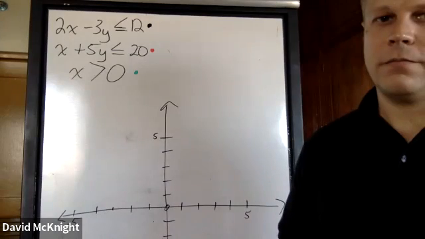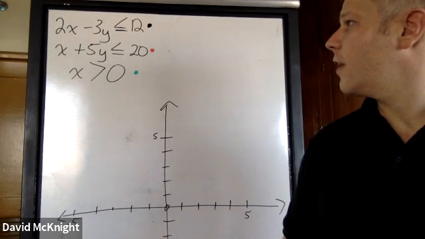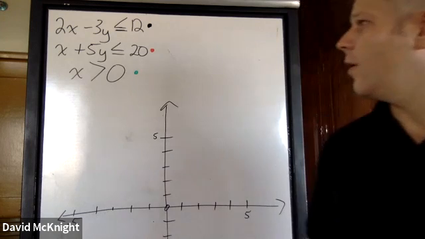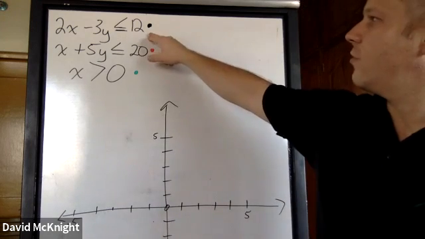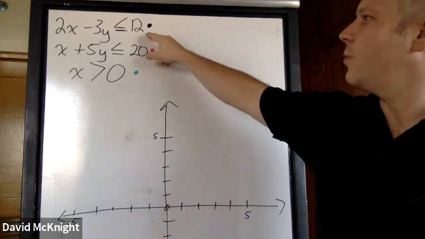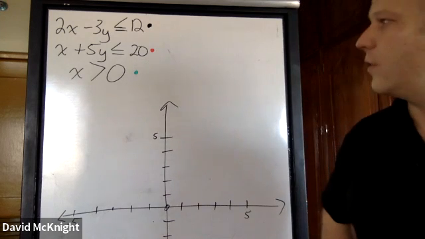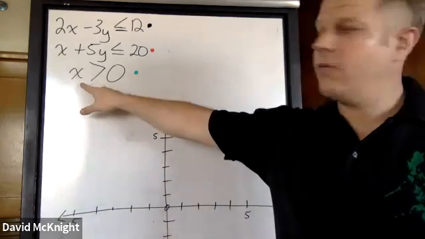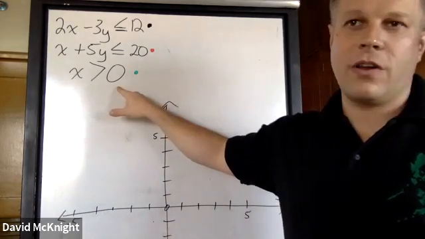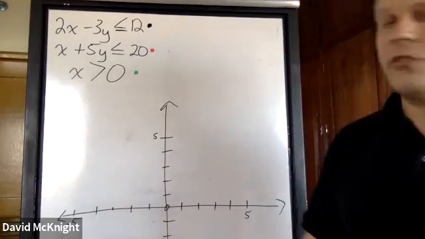All right, let's have a look at number one here. We've got three inequalities to look at. And as you can see, the first two are not in slope-intercept form. So I'm going to go ahead and rewrite those into slope-intercept form. This is a special case here where we have x is greater than 0. We don't need to do anything there. We'll just go ahead and graph that.